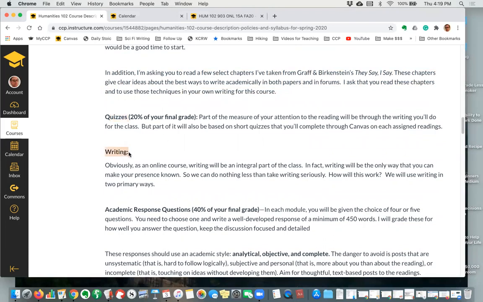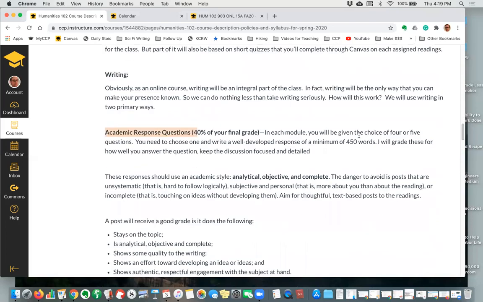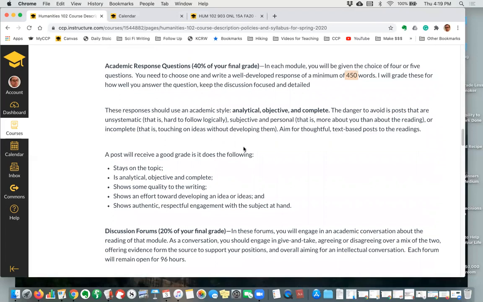Then you always have some writing to do. Two kinds of writing. You'll have an analytic response, an academic analytic response. That's a major part. You'll get to choose a question and you'll write a response to that. I'm actually looking for about 350 words. That's a little longer there. I have to change those numbers, but you'll see when you get to the assignment.